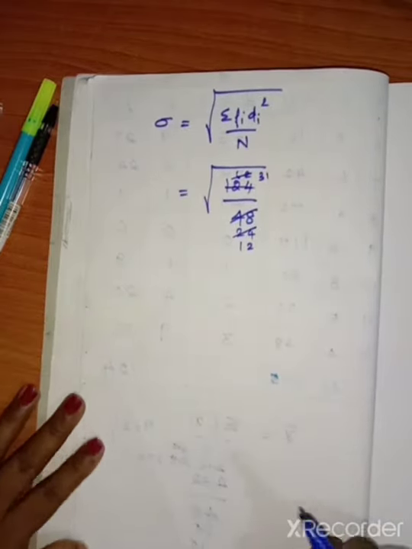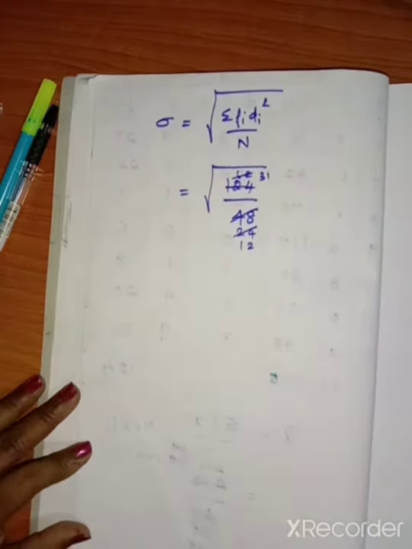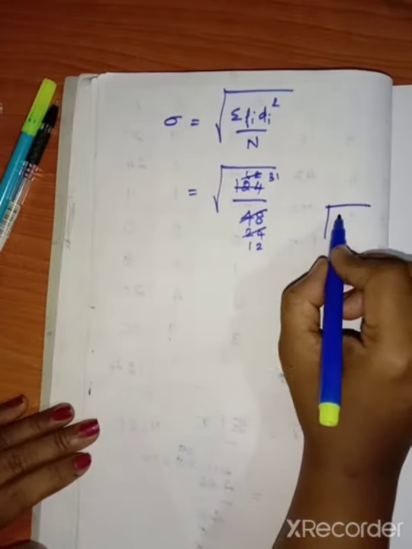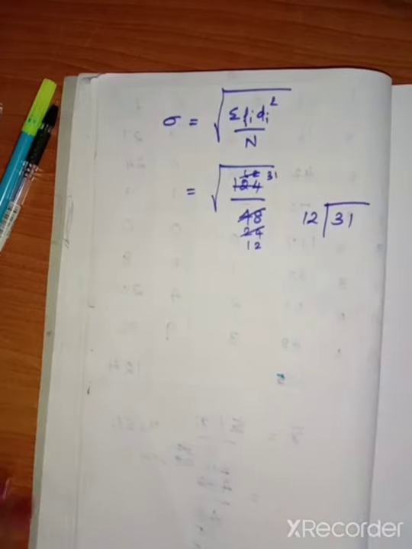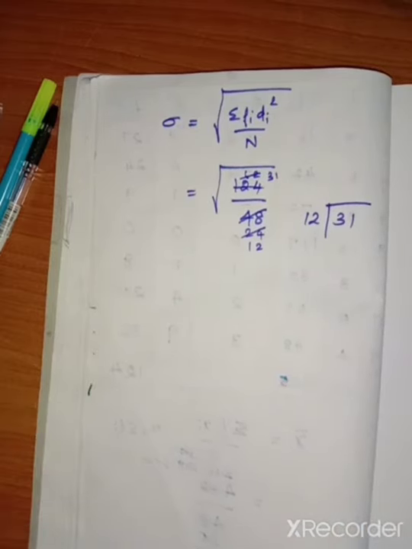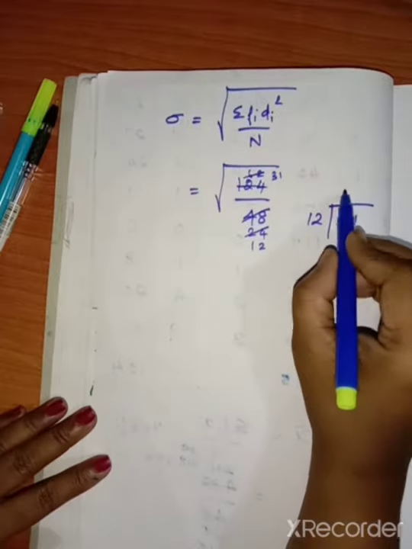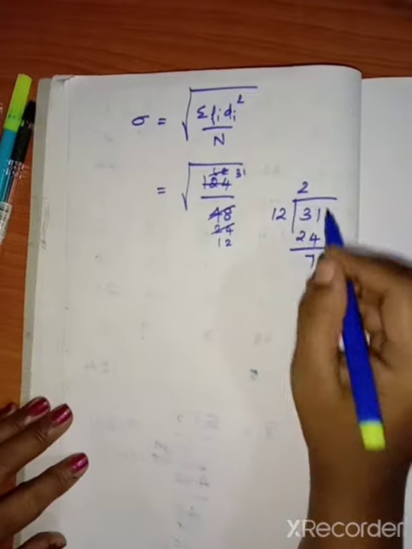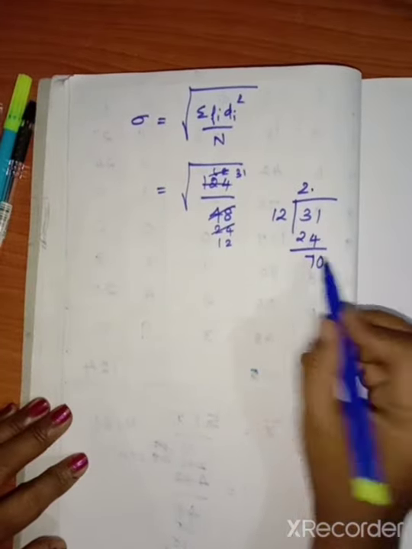If it is possible, no. So 31 is not in the 2 table, so you can divide straightly, 31 divided by 12. Divided by 12 means 12 2s are 24, 12 3s are 36. So we can use 2 alone. So 24, then remaining 7 is there, place point and 0.